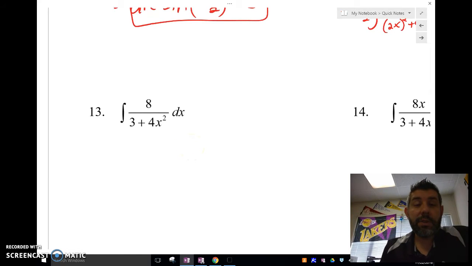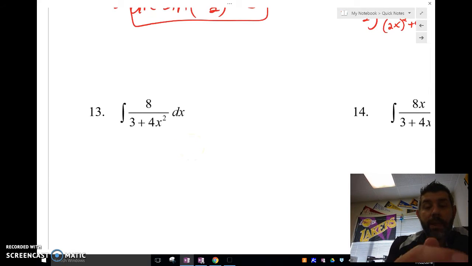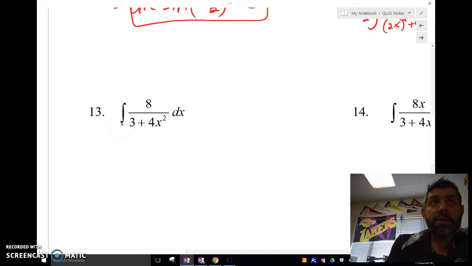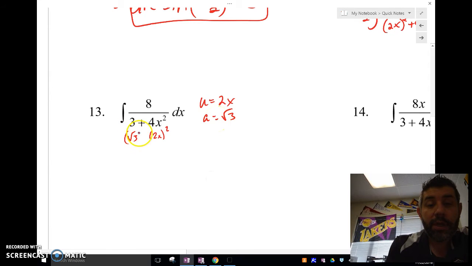Now this one's a little bit different. But you should notice, wait a minute, this is going to be an inverse tangent, because I got an x squared there plus a number, and there's no square root. So what is u? U is going to be 2x, because this is going to be 2x squared. Well, if this is 2x squared, what's a got to be? A's got to be the square root of 3, so that I get the square root of 3 squared.